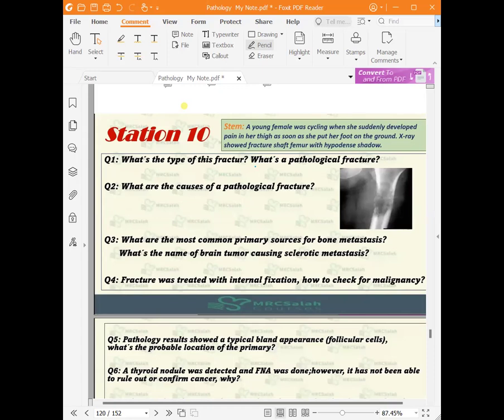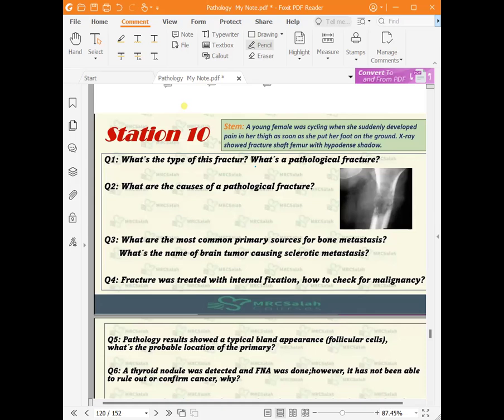Then, what are the causes of pathological fracture? We have osteoporosis, osteomalacia, osteogenesis imperfecta, Paget's disease of the bone, primary bone cancers or metastasis, osteomyelitis also. Same answer, but they just made it in neoplastic and non-neoplastic. Neoplastic is a primary or metastatic tumor, and non-neoplastic, as you said, osteoporosis, osteomyelitis, osteomalacia, and Paget's disease.